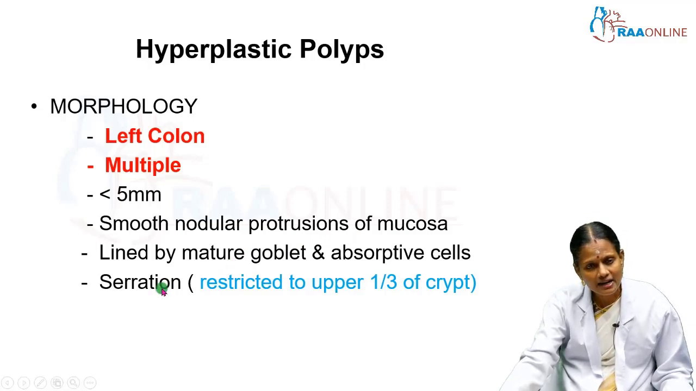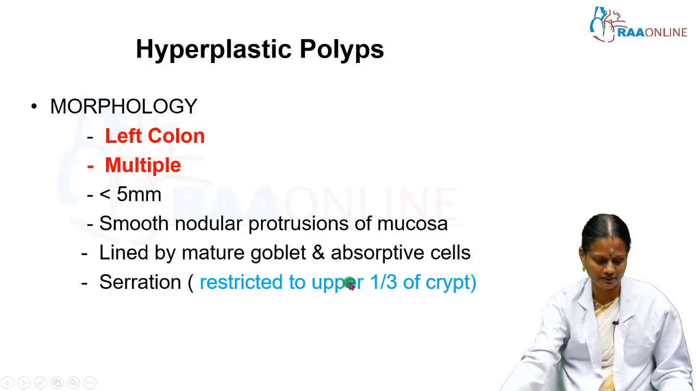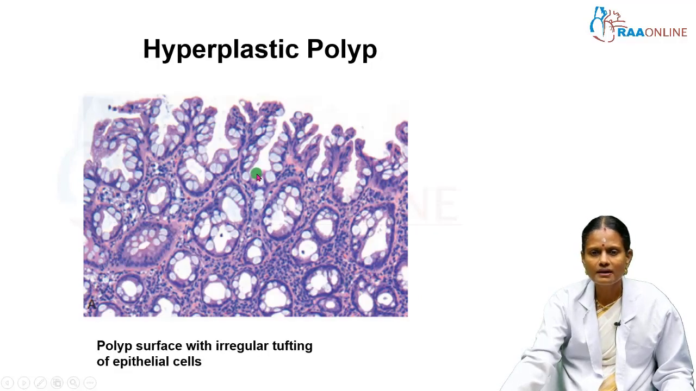They can show serration, which is one of the characteristic diagnostic features of a hyperplastic polyp, but it should be differentiated from another entity known as sessile serrated adenoma. Here, in hyperplastic polyps, this serration is restricted to the superficial layers, that is only to the upper one-third of the crypt. This is a microscopic view of a hyperplastic polyp.